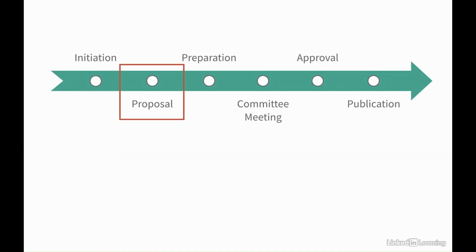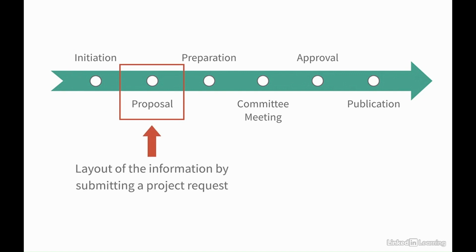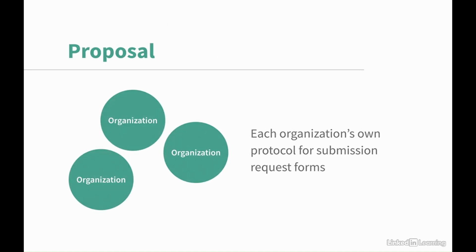The second stage is a proposal. The proposal develops a layout for the required information. The proposal is done by submitting a project official request after identifying a need for a standard. Each organization has its own method and protocol for the submission request form. This applies to the national, regional, and international organizations.